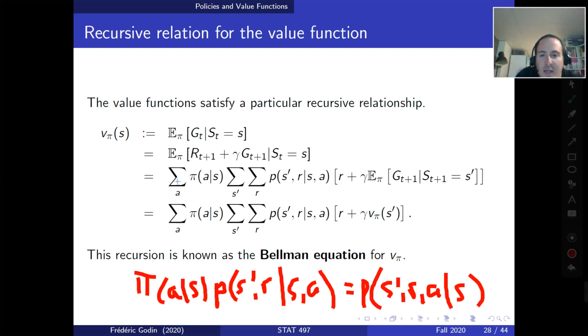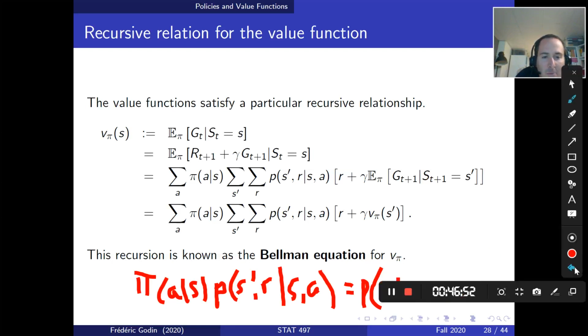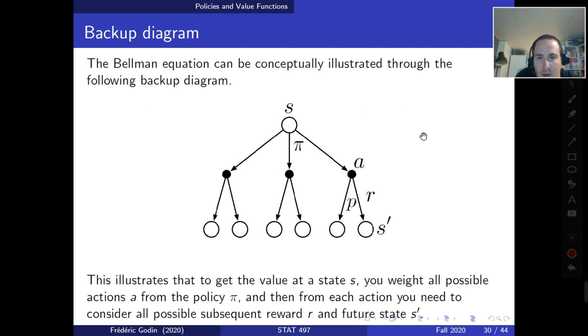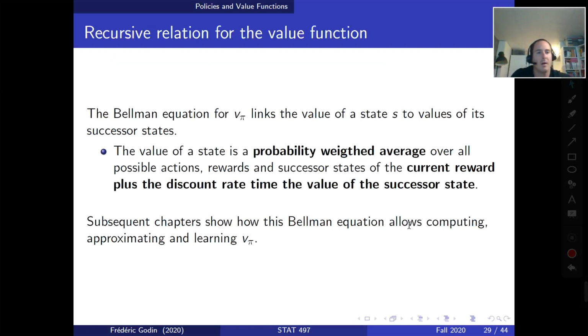Okay, so this relationship looks maybe a bit hard to memorize, but we can use the plot presented in the next step to memorize it. Before the plot, a quick comment. The Bellman equation for v pi, recalling what I just said, links the value of a state S to the values of its successor states.